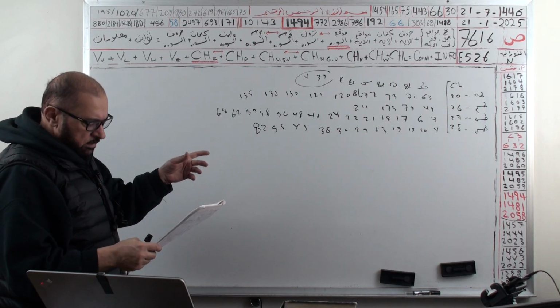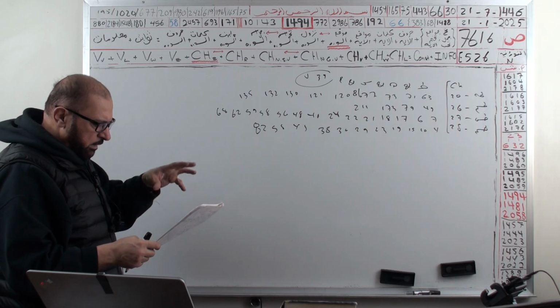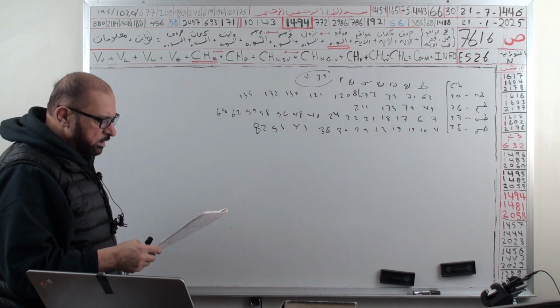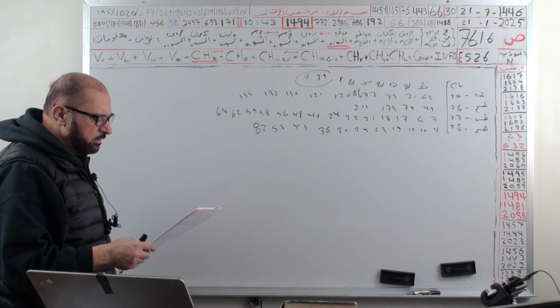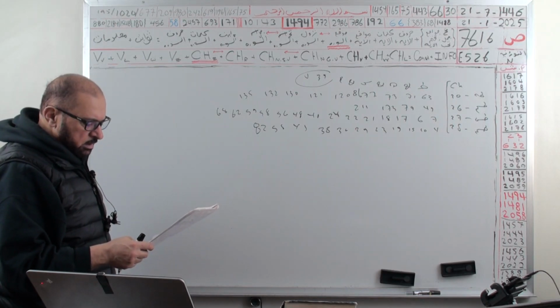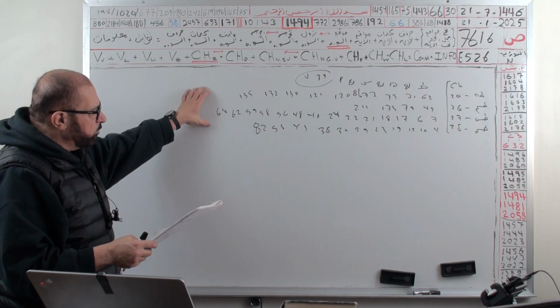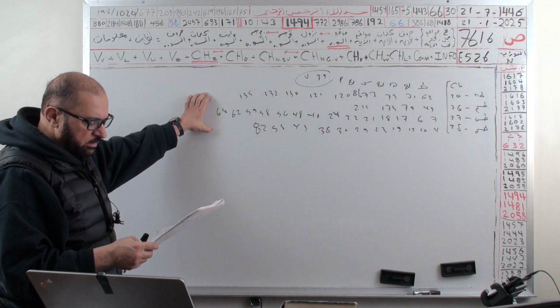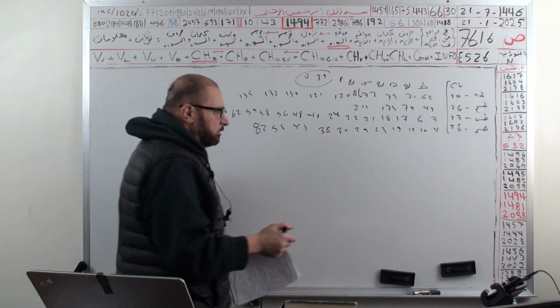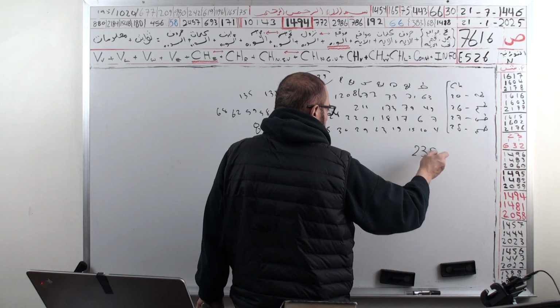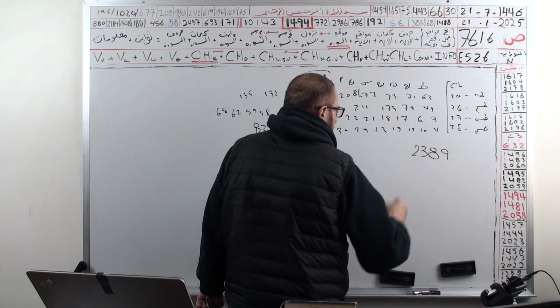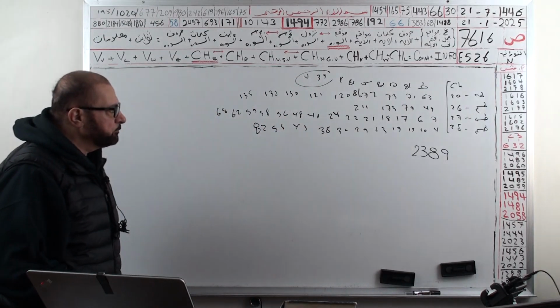The question is, if we look at these calculations: 10 in chapter Taha, 4 in chapter Shu'ara, 14 in chapter An-Naml, and 11 in chapter Al-Qasas, the sum of these numbers adds up to 2389. Look how powerful this decoding is. Let's analyze this.